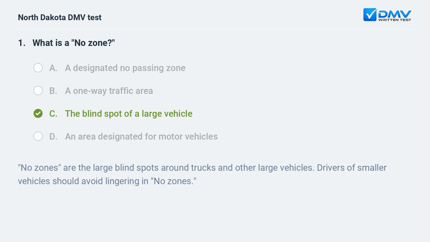C. The blind spot of a large vehicle. No zones are the large blind spots around trucks and other large vehicles. Drivers of smaller vehicles should avoid lingering in no zones.